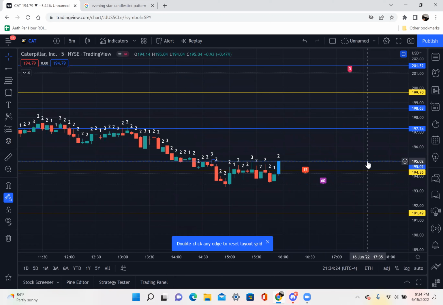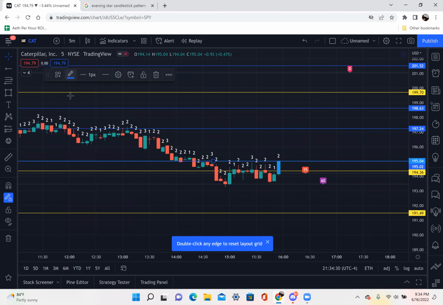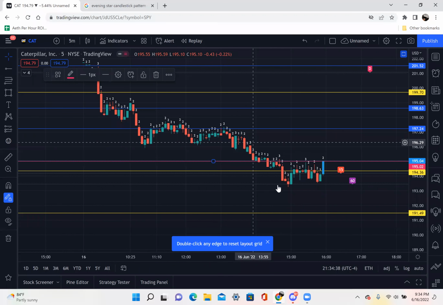Resistance. Remember I said we're going to use a different color. I use the bodies of the candles, right? Let's do pink. I use the bodies of the candles, and I'm liking how it is. Look: support, support, support, break support, right?